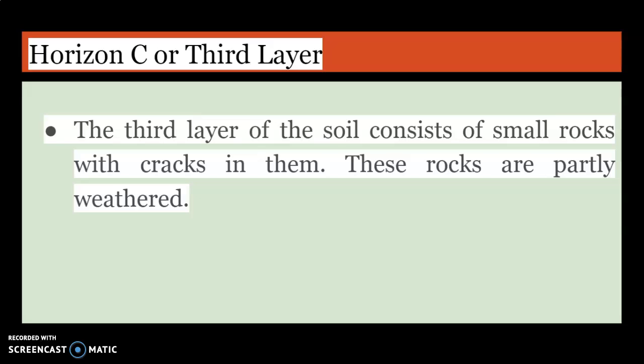So now let us learn about the third layer, which is horizon C. Horizon C of the soil consists of small rocks with cracks in them. These rocks are partly weathered.